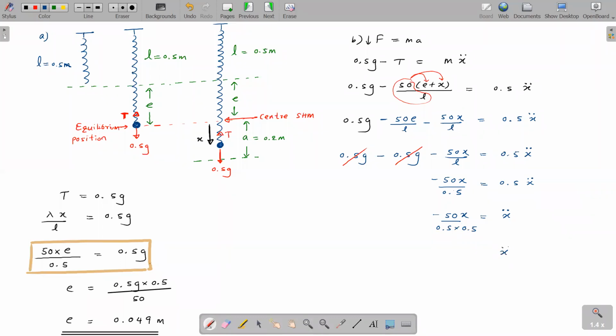x double dot equals, what did we get? Minus 200x. So x double dot equals minus 200x. Therefore, the particle moves in simple harmonic motion.